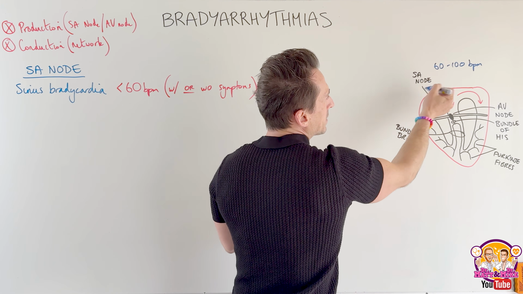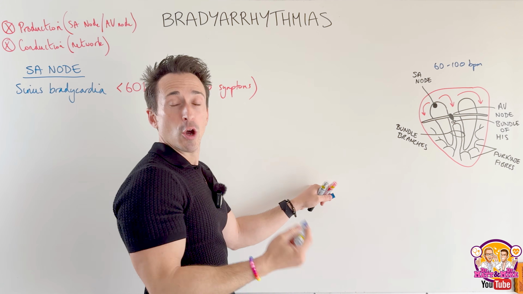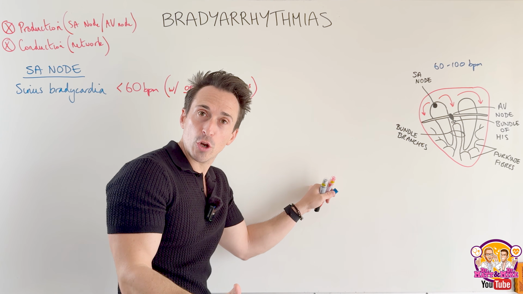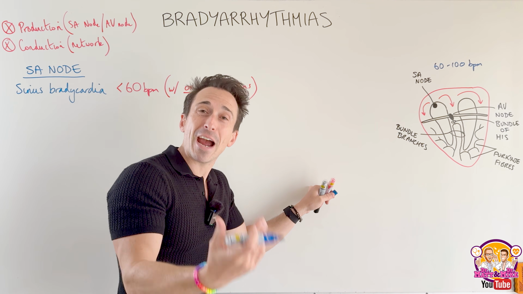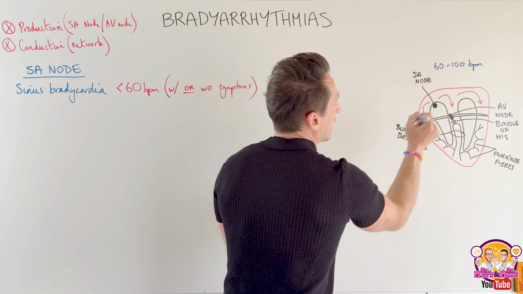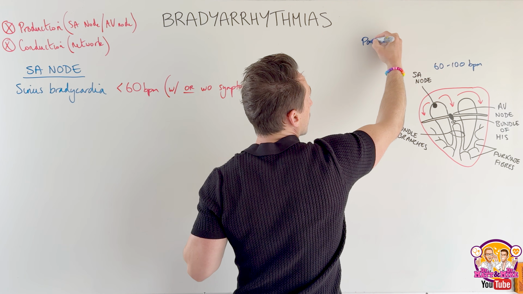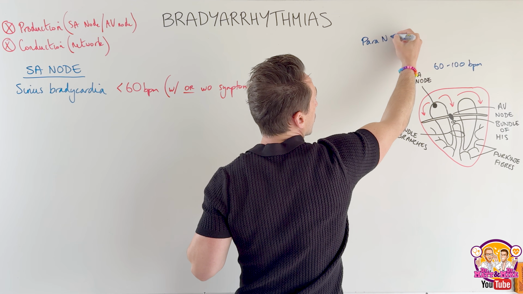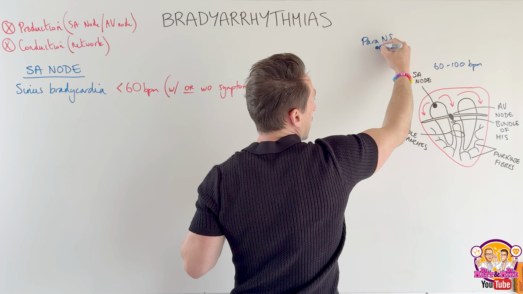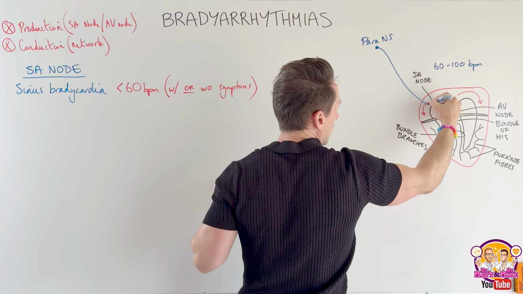So what can tell the SA node to slow down? Well, we know that we've got the autonomic nervous system, the sympathetic and parasympathetic nervous system that innervates the SA node. So if we have the parasympathetic nervous system, right? It's going to come down and it's going to innervate the SA node.